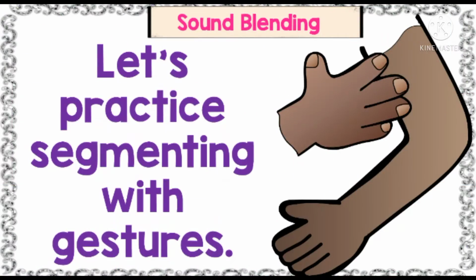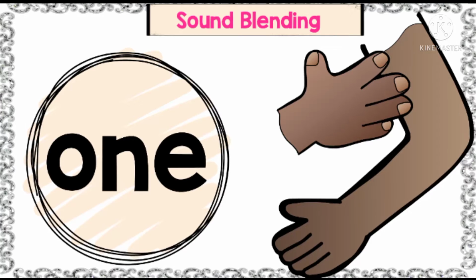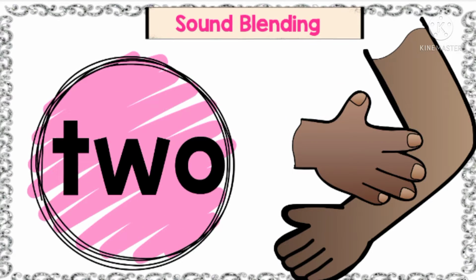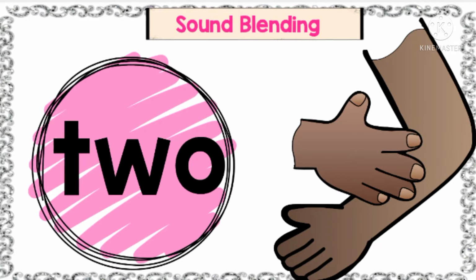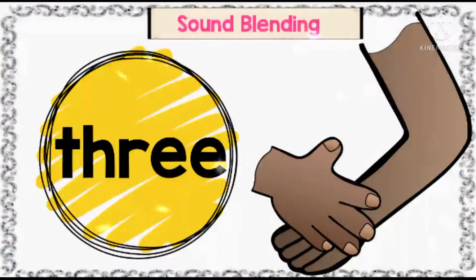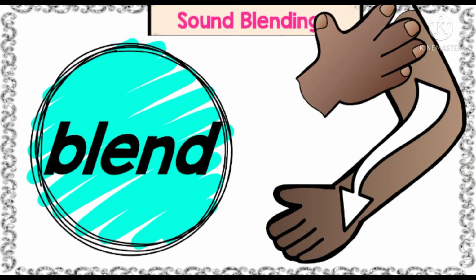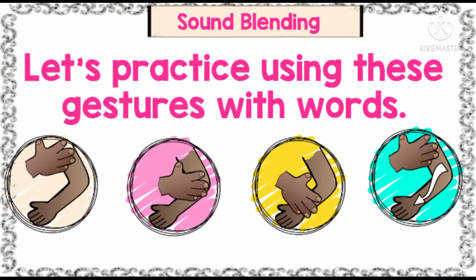Let's practice segmenting with gestures. On the first sound, you place your hand above your elbow. On the second sound, you place your hand in between your elbow. On the third sound, place your hand on your wrist. Then blend the word as you slide through your arm. So let's get started as we practice segmenting with these words.